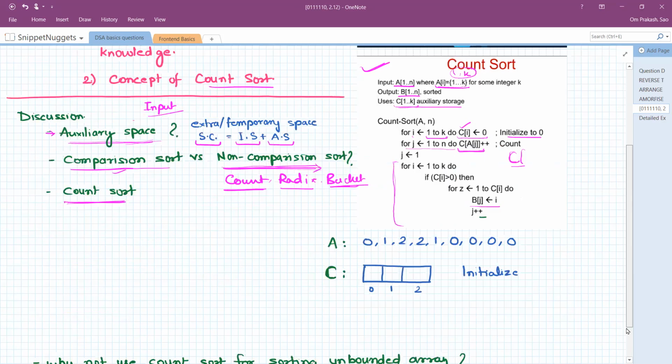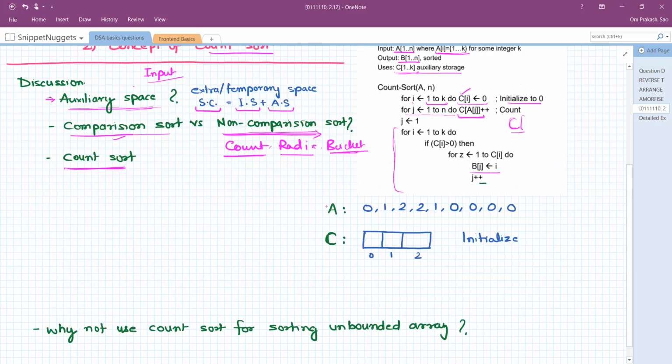Let us see about this question. Let us say our array A is this, 0, 1, 2 and so on. Now we will maintain our count array C. First we will initialize everything as 0, 0 and 0. Now we will encounter 0, so we will increase the counter to 1. Next we will encounter 1, and we will increase the counter to 1. Next we will encounter 2, and we will increase its counter to 1. Again we encounter 2.